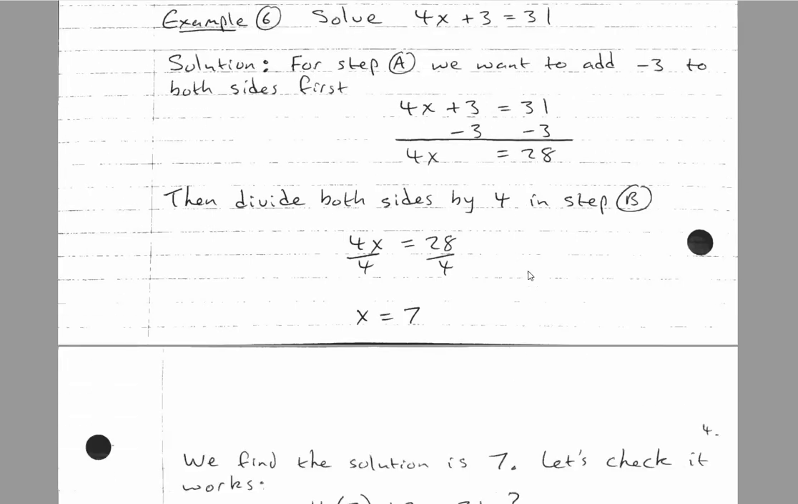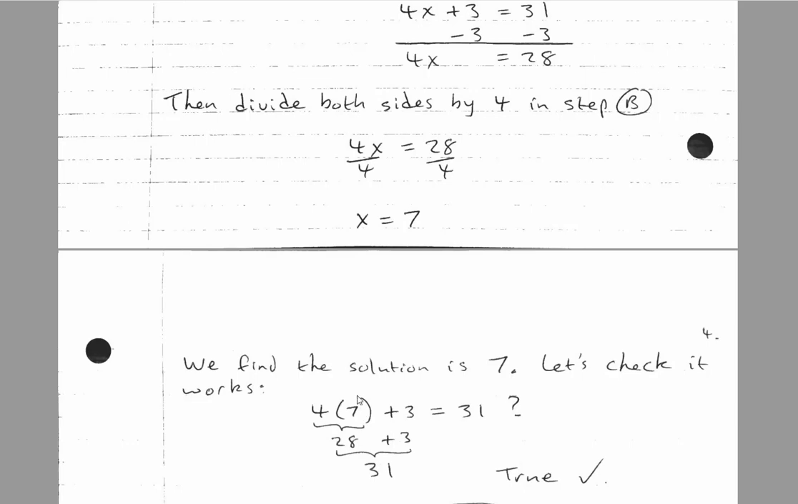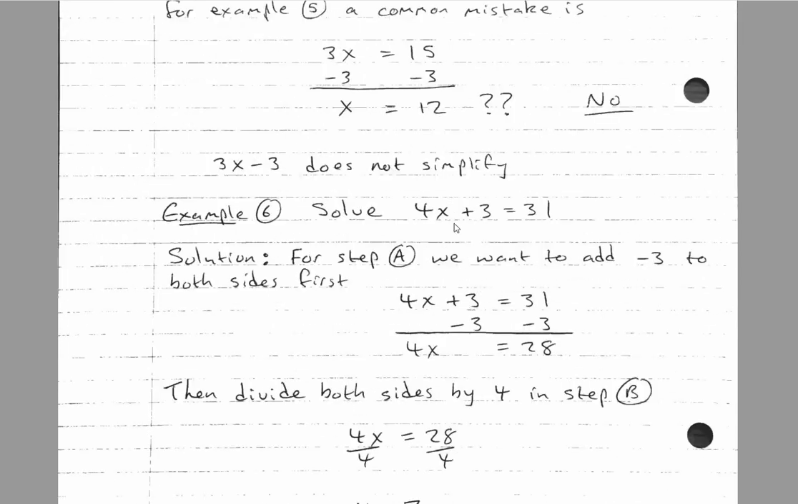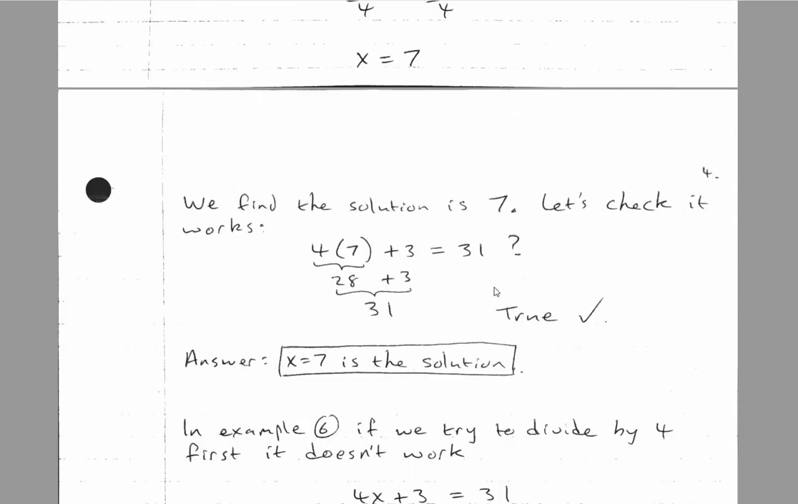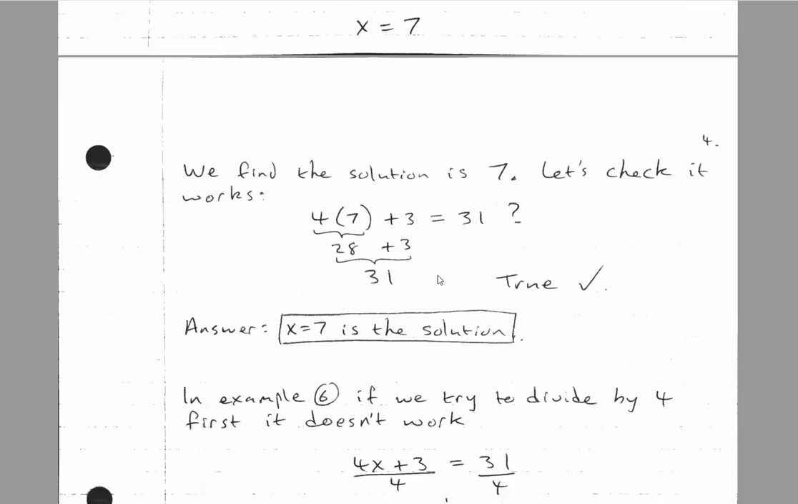Since it got a bit complicated, let's double check we got that right. Back in the original equation, if you substitute x equals 7, you get a true statement. Well, 4 times 7 is 28, plus the 3 is 31. So that definitely works. So we can say x equals 7 is the solution. That's nice, you can check you got the right answer.